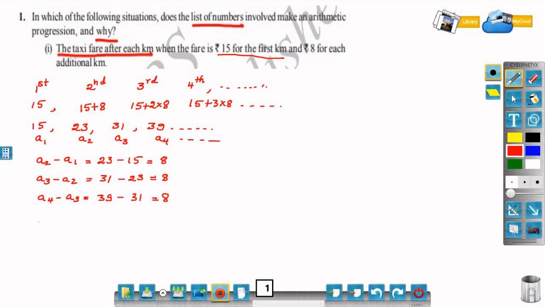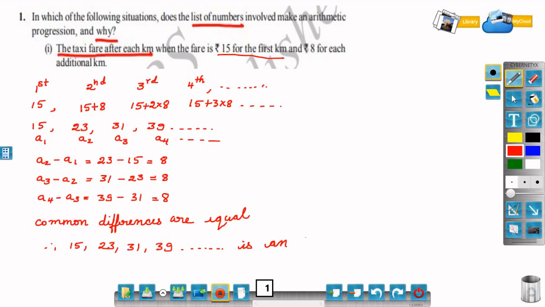So common differences are equal. Therefore, 15, 23, 31, 39, and it goes on, is an AP.